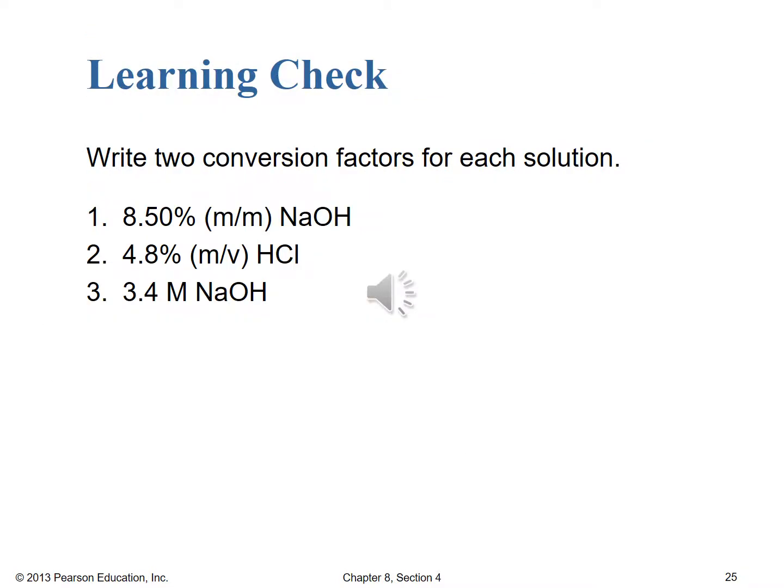So let's not wait too long before we try a problem. In this learning check, you'll write 2 conversion factors for each of the following solutions, just to make sure that you're comfortable with this idea of using concentration as a conversion factor. In number 1, you have an 8.50% mass per mass sodium hydroxide solution. In number 2, you have a 4.8 mass per volume percent solution of hydrochloric acid, HCl. And then finally, another sodium hydroxide solution, this time 3.4 molar. Go ahead and write the conversion factors and then their inverse for each of those examples. Stop the video here, start back up when you want to check your work.